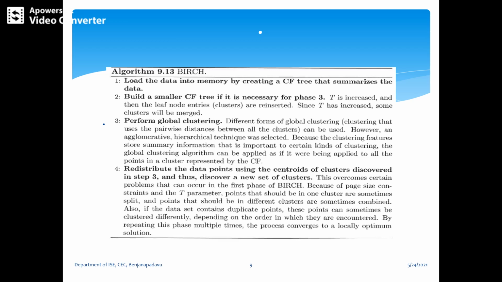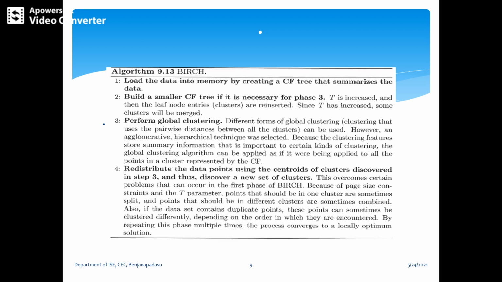Third step: perform global clustering. Different forms of global clustering can be used. However, the agglomerative hierarchical technique was selected because the clustering features store summary information that is important for this kind of clustering. So a global clustering algorithm can be applied as if it were being applied to all the points represented in the clusters. Fourth, redistribute the data points using the centroids of the clusters discovered in step 3. Then we discover the new set of clusters.